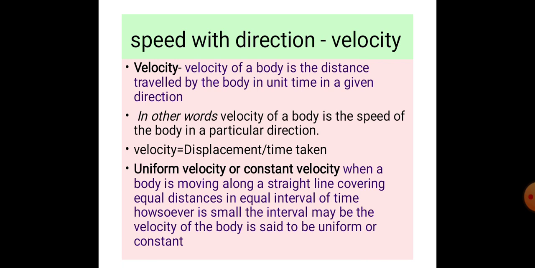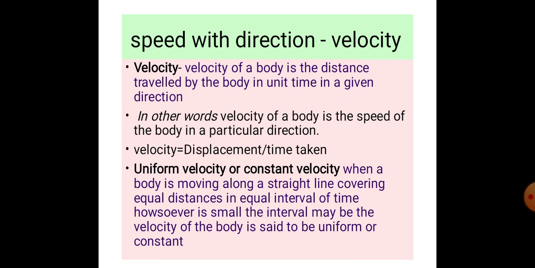Now, variable velocity or non-uniform velocity. The velocity of a body can be changed in any one of three ways. First is by changing the speed of the body. By changing the speed of the body, the velocity also changes. And second is by changing the direction of the motion of the body.